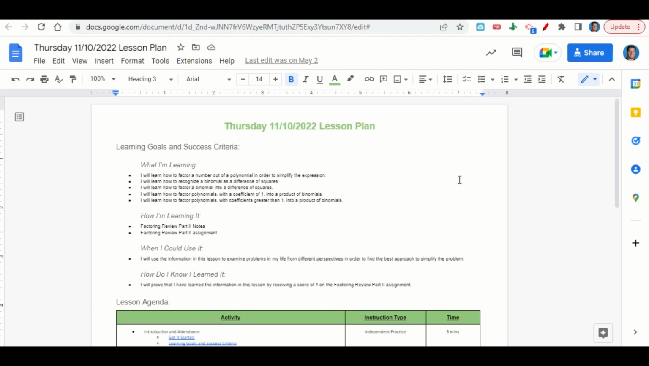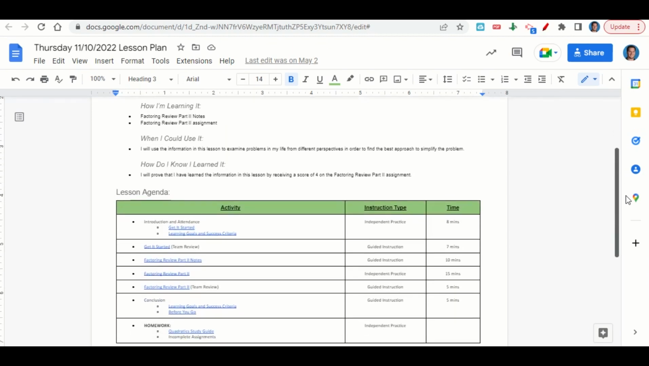How are we learning it? Through the Factoring Review Part 2 notes and the Factoring Review Part 2 assignment. When can we use this information? To examine problems in your life from different perspectives in order to find the best approach to simplify the problem. How do we know we learned it? By getting a score of 4 on the Factoring Review Part 2 assignment.